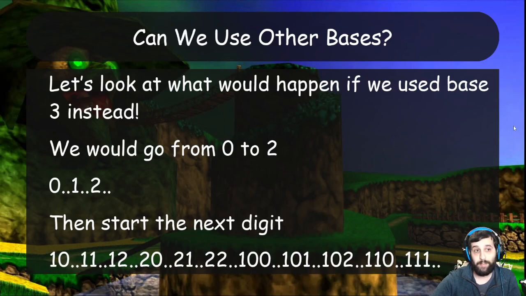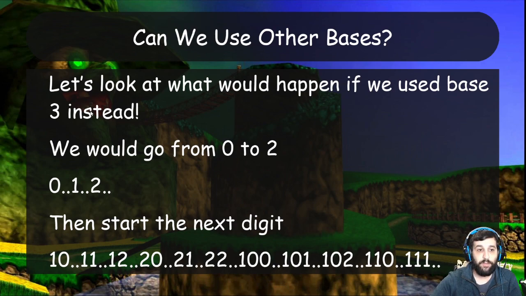Now, can we use other bases? Yeah, we can. So heads up, you don't need to write this down. This one is just an example for your understanding. There's no implication of this in Banjo-Kazooie or, I don't think, any video game. So just hear me out. This is just for understanding for something later.